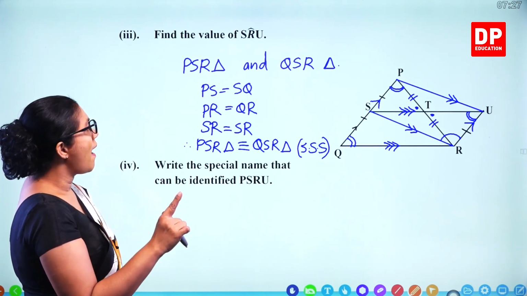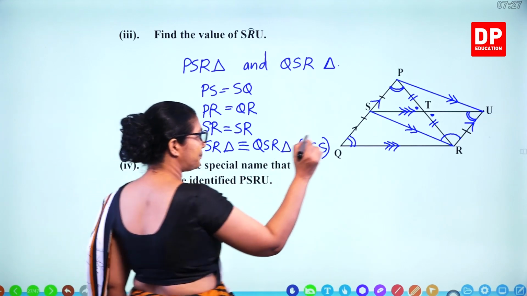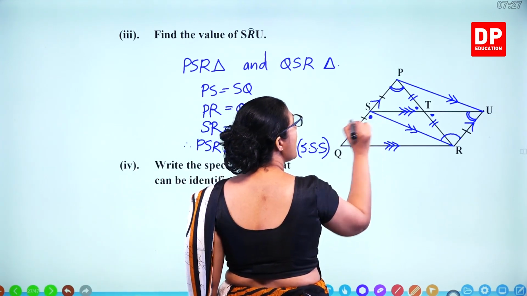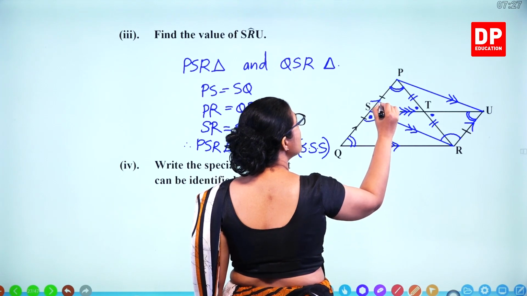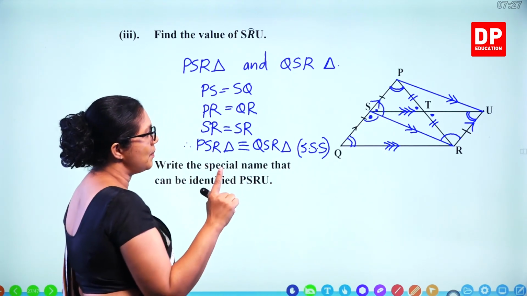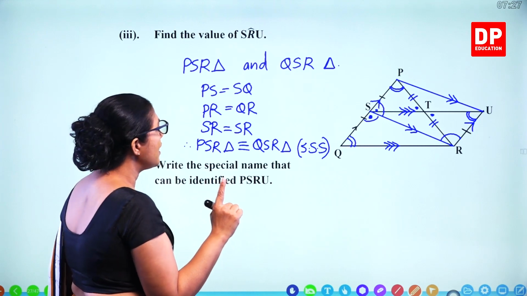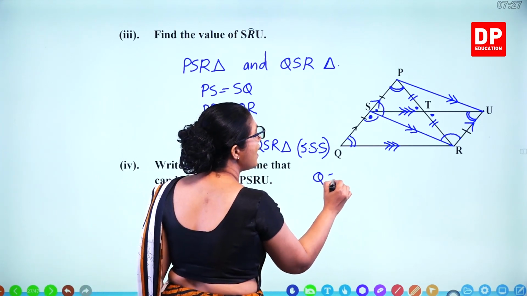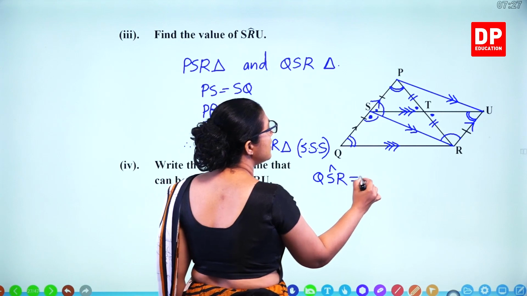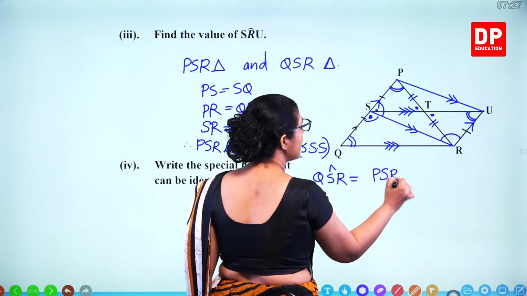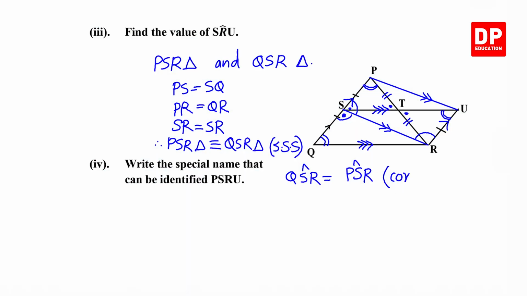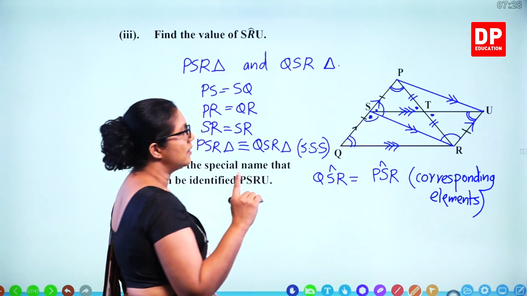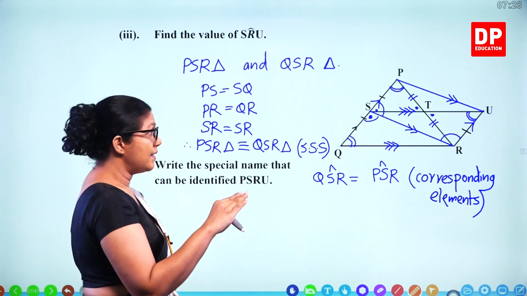If the two triangles are congruent, this angle is equal to this angle. That means corresponding elements are equal. So we can write QSR angle is equal to PSR angle. Corresponding elements are equal. But we know that's a straight line.